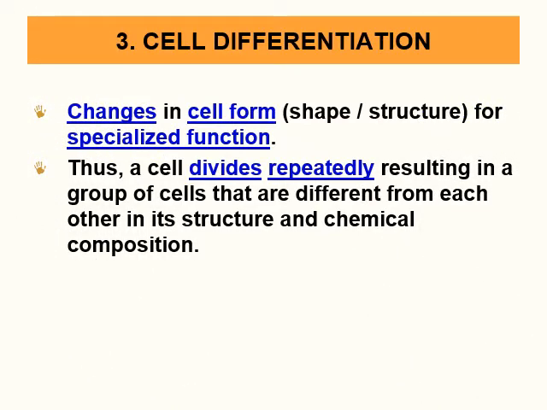Cell differentiation is the change in the cell form, either shape or structure, for specialized function. Thus, a cell divides repeatedly, resulting in a group of cells that are different from each other in their structure and chemical composition.